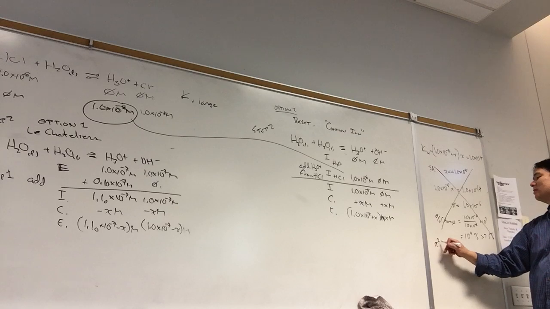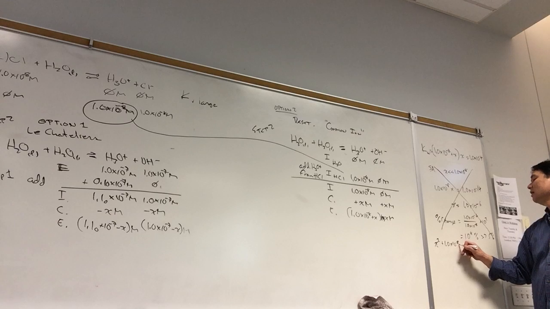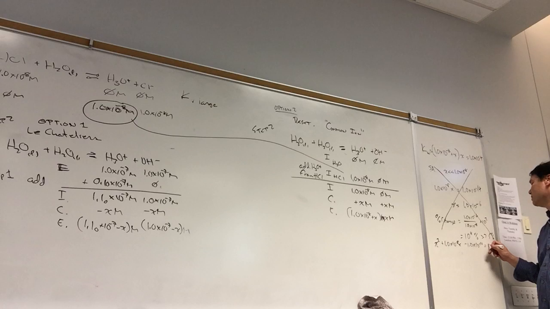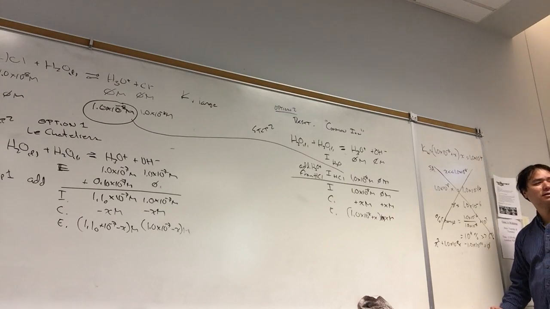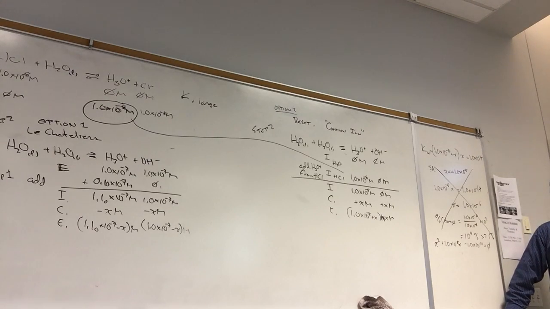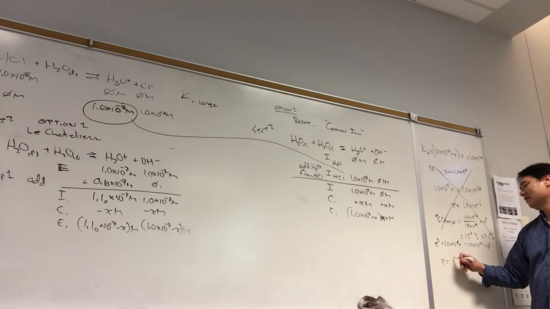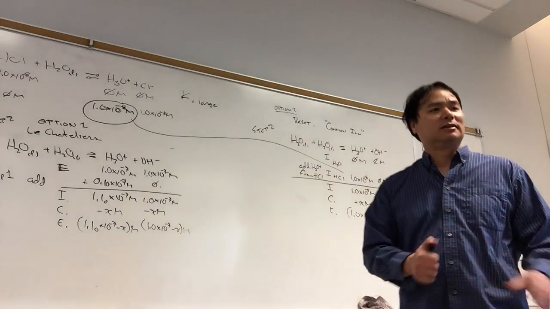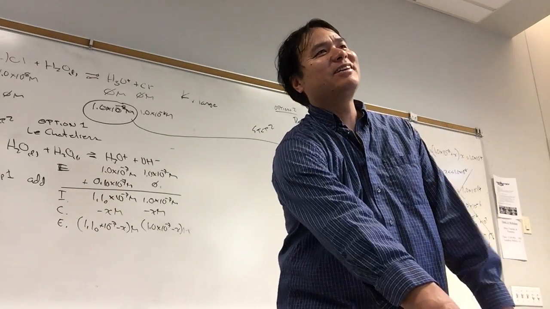So let's get this into quadratic form. This is going to be x squared plus 1.0 times 10 to the minus 8x minus 1.0 times 10 to the minus 14 is equal to 0. Kelly left. Who else has the calculator with the quadratic solver? I don't want to do the quadratic. Who has the calculator? Who's good at solving the quadratic equation? Nobody bought the calculator that solves the quadratic formula? Oh, Jasmine, you have it, right?